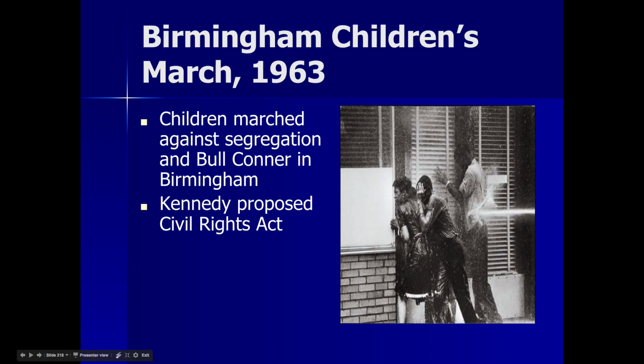All right, next is the Children's March, 1963. And King is picking out Birmingham because it's kind of the perfect test case. If you can beat segregation in Birmingham, you can beat it anywhere. He gets arrested, writes his letter from Birmingham jail, but then when he comes out, he can't get adults to march with him. So another guy, James Bevel, kind of leads the Children's March.